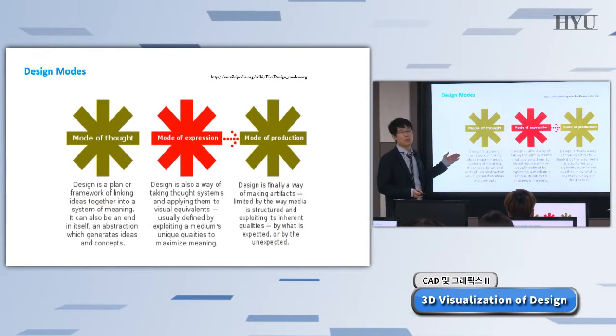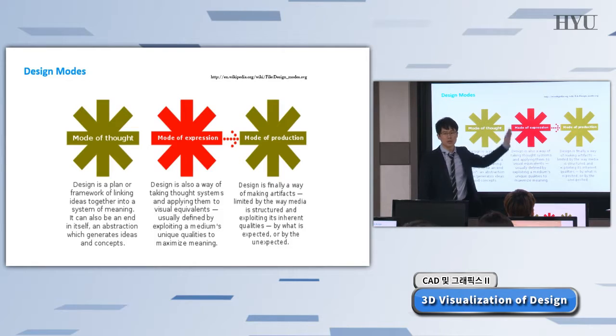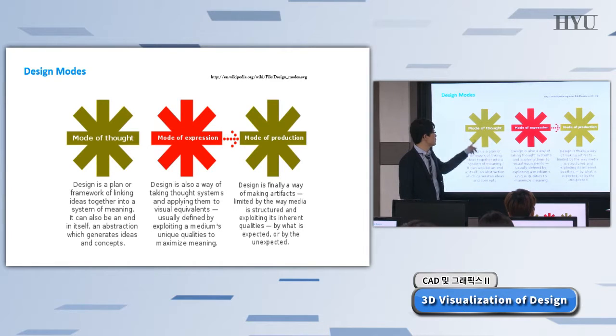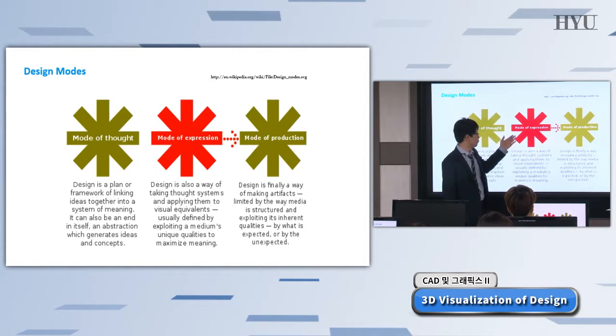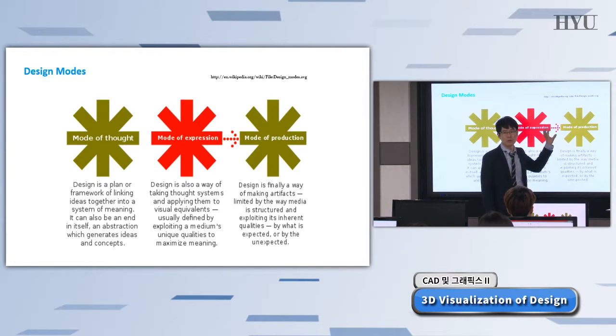Let's review this design mode again. Why do we have to focus on design visualization, design representation? I told you before, in terms of design mode, we have three different types of distinguishing design modes. First one, mode of thought. This is invisible because it's in your mind. Mode of expression, bring your idea to the real world by using hand drawing, but we are using computers. At the end, mode of production. That one should be realized in the real world.